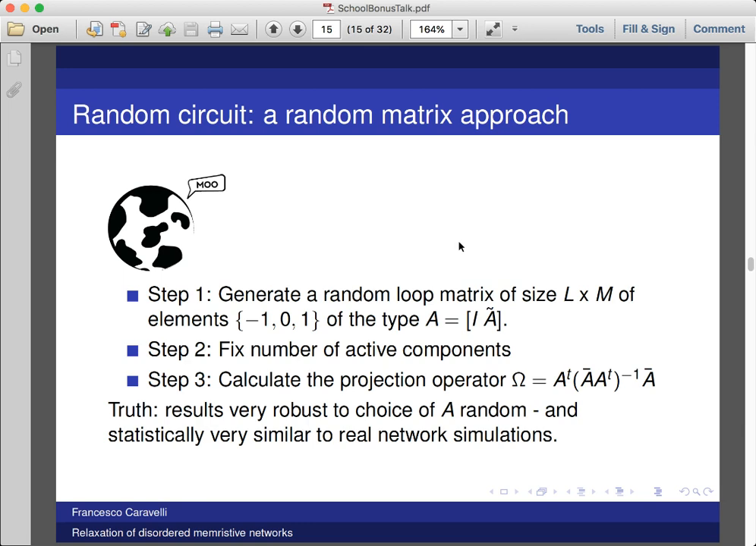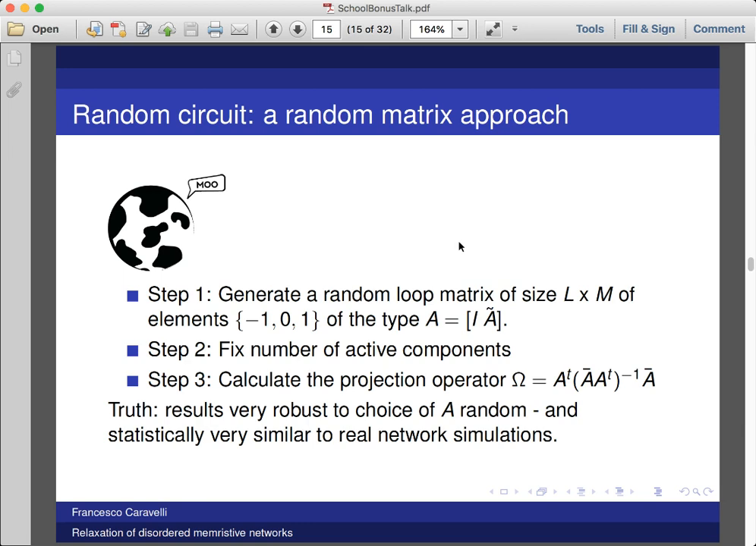If that loop does not have that edge contained in it, you put 0. If it is oriented in the opposite way, meaning the voltage loop, the cycle loop, and the edge have opposite orientation, you put a -1. So it is a matrix containing only -1, 0, and 1.